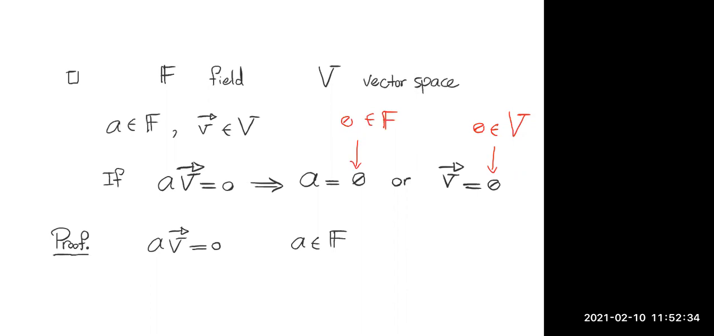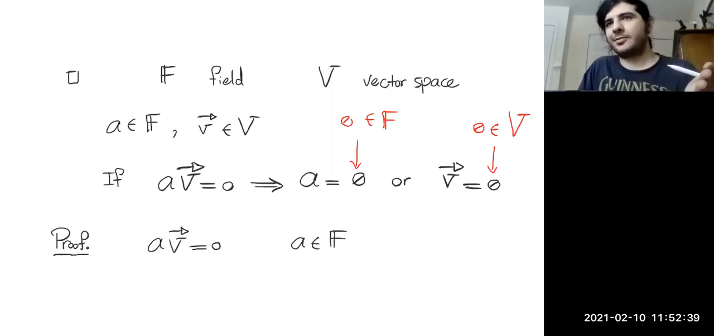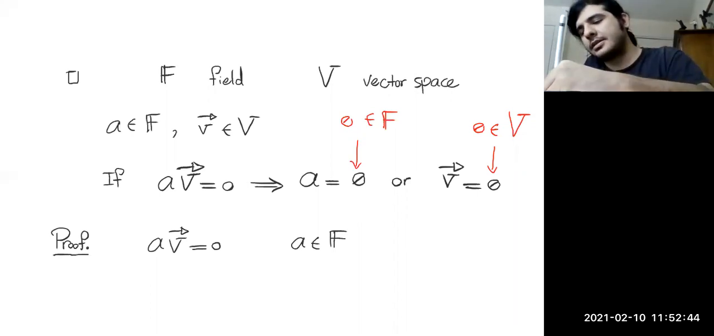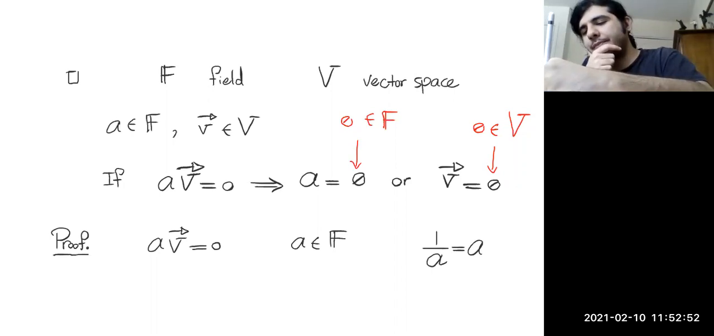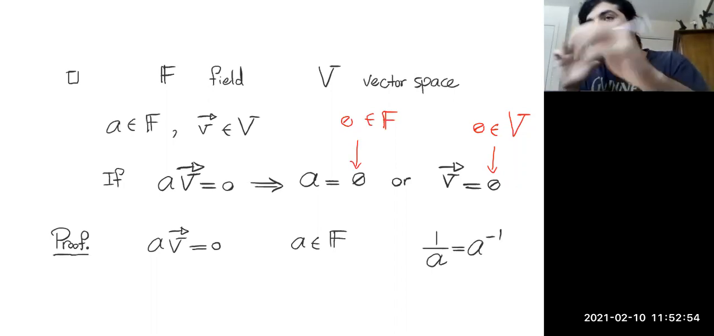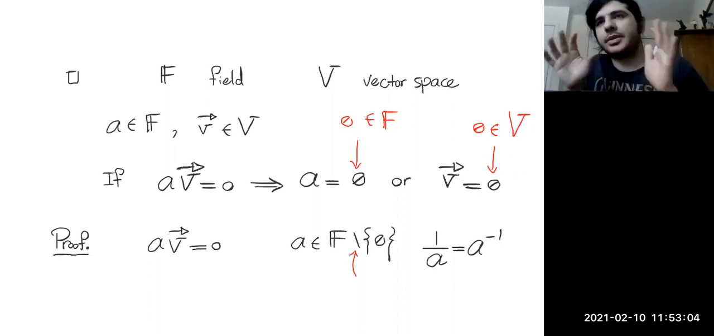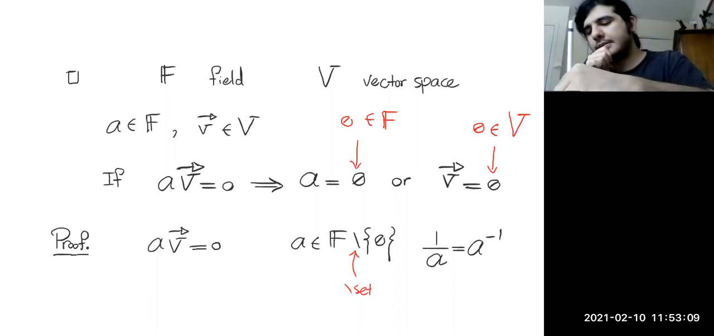That is correct. Every non-zero element in the field has a multiplicative inverse, just like in R, right? For any non-zero number A, you can consider the number which we usually write as 1 over A, or A inverse. So if A is not 0, so if A is an element in F minus 0. Also, this notation usually means minus, but for sets. Usually we call it set minus.